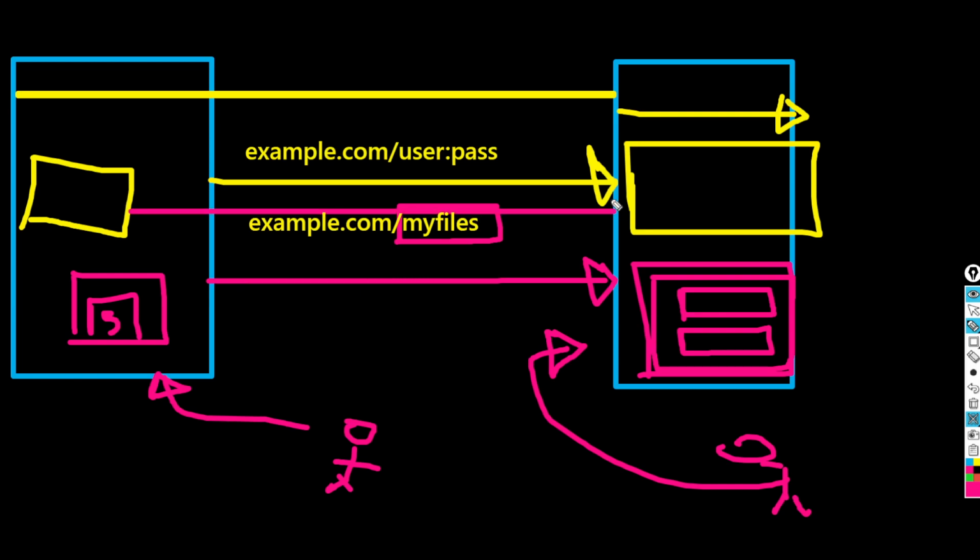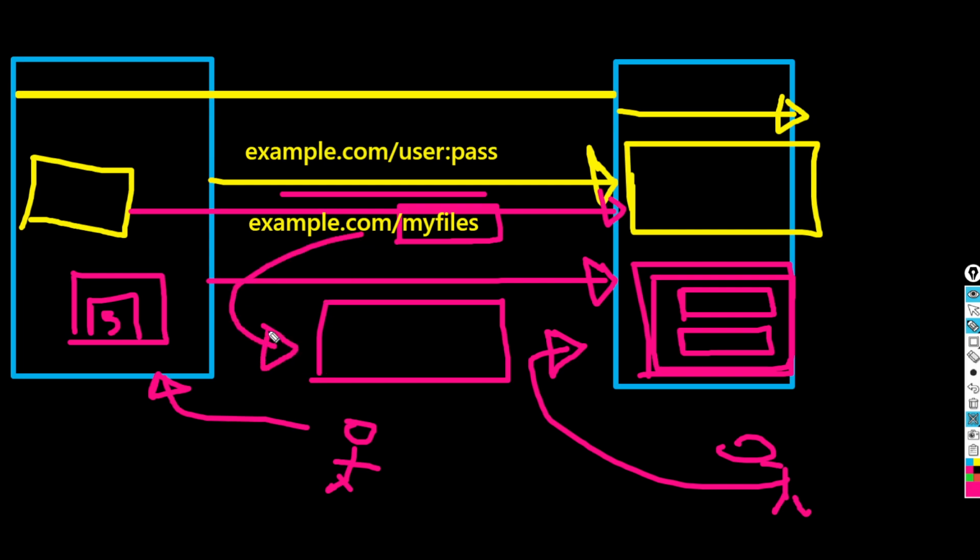In a POST request, only the URL is logged. So we have a URL in both POST and GET requests, but in a POST request the data is in the body, not in the URL. So in a POST request we have the data in the body, in a GET request we have the data in the URL, and that is how it works. Clear?